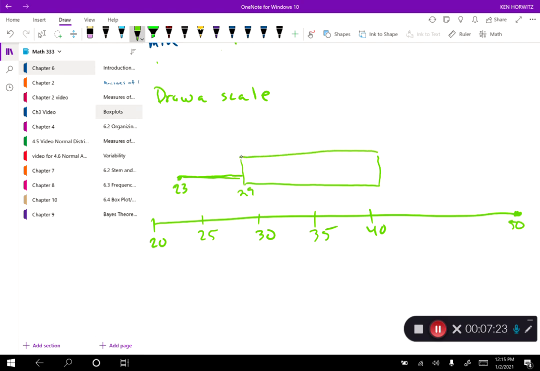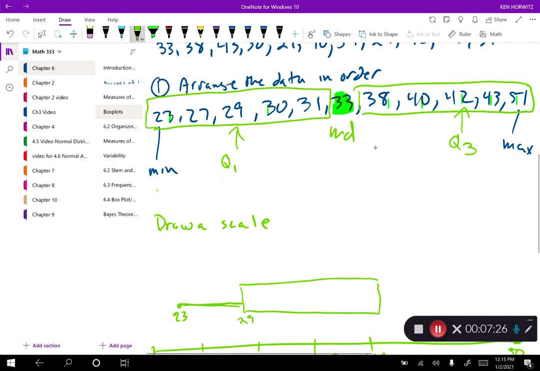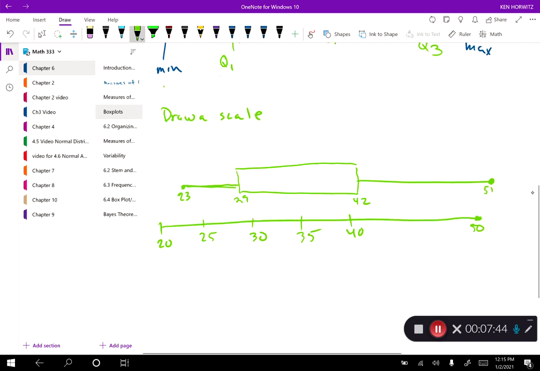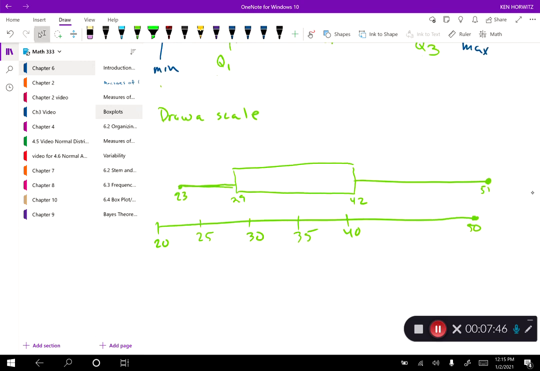Going a little bit beyond, because when I look back, my Q3 is 42. It doesn't have to be perfectly to scale, just a little bit over 40. That way I know that it's 42. And then I'm going to stretch all the way out a little bit past 50, and that should be 51. I'm going to make that a little smaller so I can make a better 51.